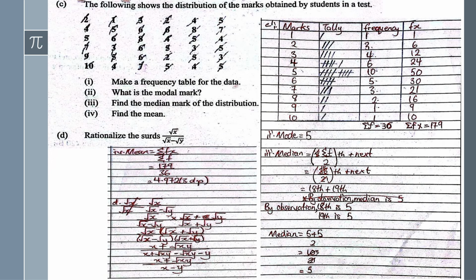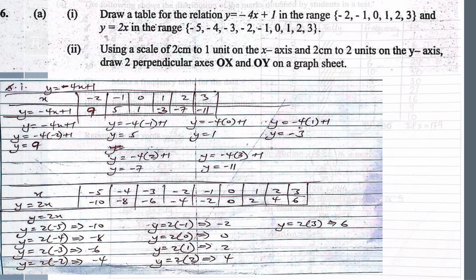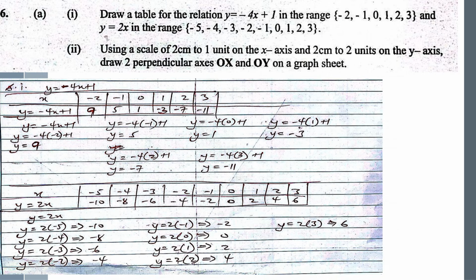This is 6C, a question on statistics or data handling, where they ask you to put the data in the frequency distribution table. For D, you have to rationalize the set. Alright, so we have the last question, which is 6A, a question on graph.